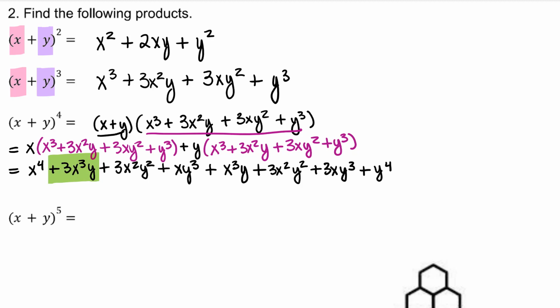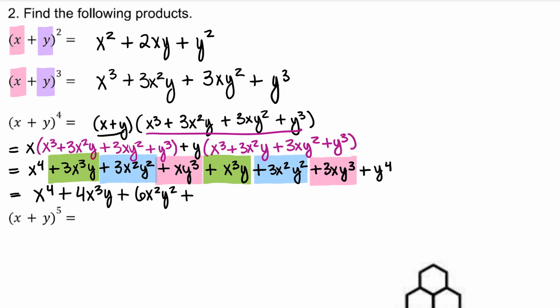So 3x cubed y can only be combined with another x cubed y term. An x squared y squared term can only be combined with another x squared y squared term. An xy cubed term can only be combined with an xy cubed term. Simplify. And we have our expansion of x plus y to the power of 4.